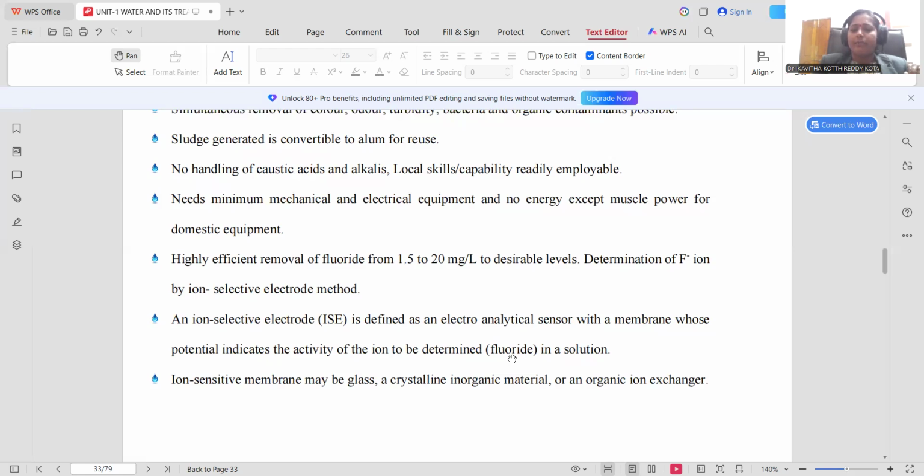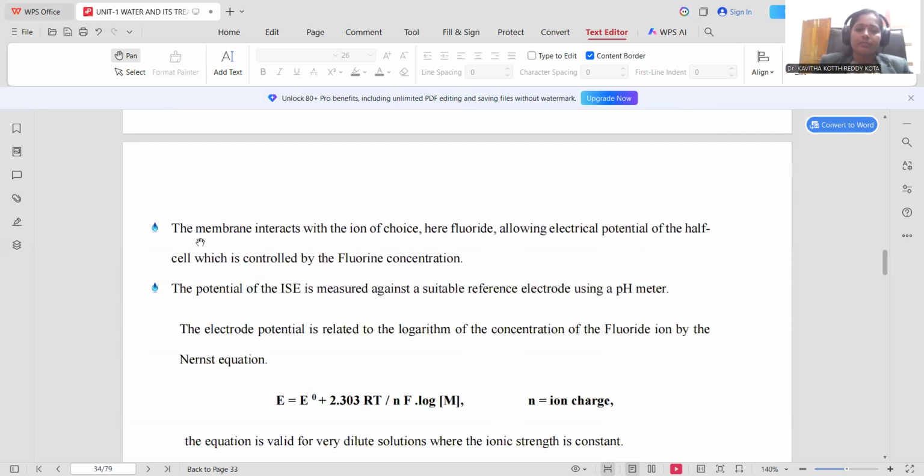Fluoride ions can be measured by using a lanthanum fluoride solid state electrode that is specific for the concentration of fluoride ions only. These fluoride ions give a potential, so that you can identify the concentration of fluoride ions. Ion selective membranes may be glass or crystalline. They are made up of inorganic materials, and even organic ion exchangers can be used. The membrane interacts with the ions of choice like fluoride, so that an electrical potential is generated at that instant, and the fluoride ion concentration can be calculated.